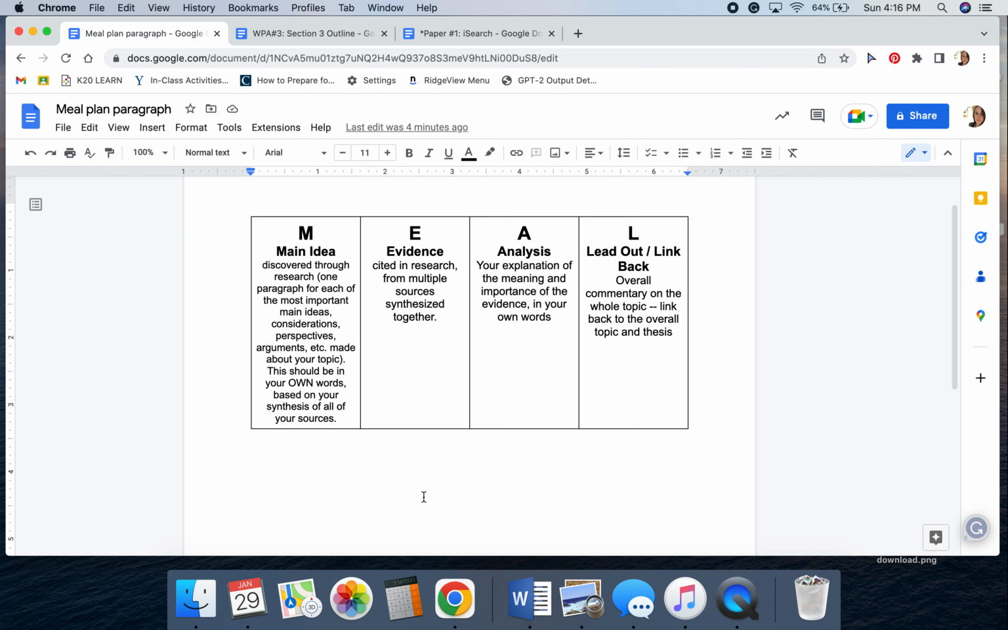You may have heard of PIE paragraphs or TICA paragraphs. It's really the same thing. It's just a different word for each key part of the paragraph. So we're going to use meal plans for right now as our way to remember the parts of each paragraph.